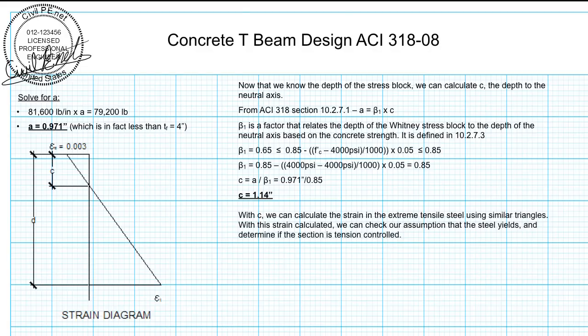So with C, we can finally calculate the strain in the extreme tensile steel using similar triangles. Once again, this equation is showing that C divided by the strain in the concrete, that smaller triangle right there, is equal to this really large triangle, which is D divided by the strain in the steel plus the strain in the concrete. So let's rearrange this equation, plug in our values, and calculate the strain in our steel. And we get 0.054.